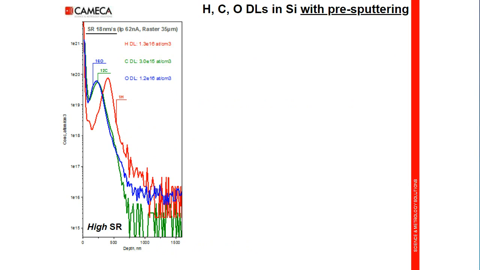We can see here the results obtained at high sputter rate. A detection limit around 1E16 could be achieved for hydrogen and oxygen, and a detection limit around 3E15 was obtained for carbon. At medium sputter rate, the detection limits only slightly increase. At lower sputter rate, a detection limit below 3E16 is obtained for hydrogen and oxygen, and around 5E15 for carbon. These results show that excellent detection limits could be achieved, even for lower sputtering rate conditions.